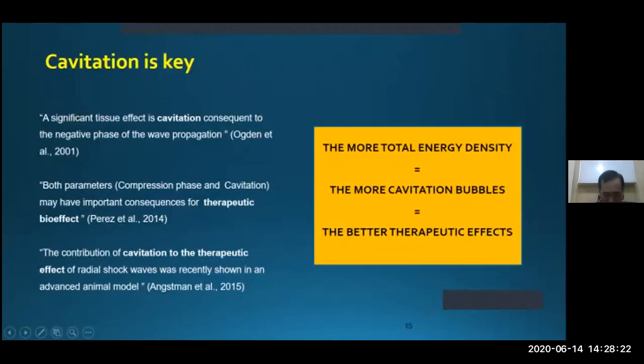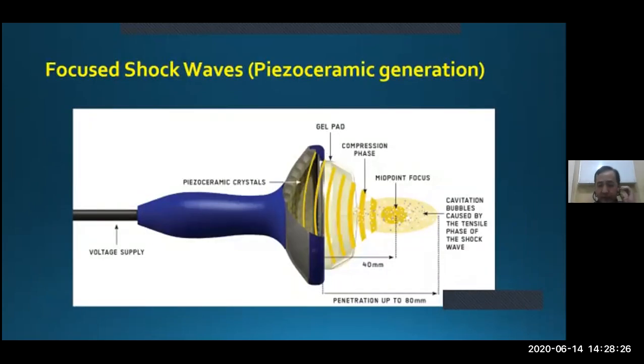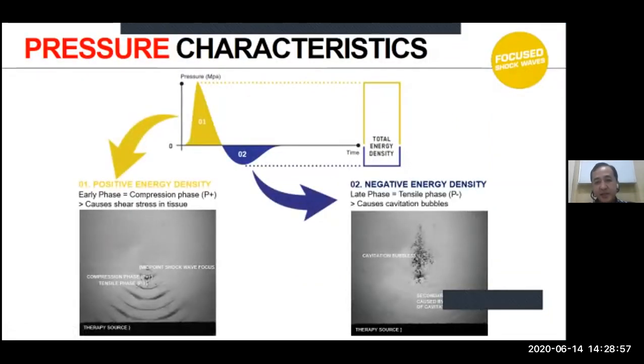And how about the focused shockwave? Actually, it is a bit different from the radial shockwave. We are using a piezoelectric crystal here with voltage, and the voltage will trigger the piezoelectric crystal and produce the shockwave. The shockwave could also produce cavitation bubbles here. The positive and negative energy density are the same as with the radial shockwave. So the focused shockwave also produces positive energy density and negative energy density, with cavitation bubbles occurring in the negative energy density here. And the total of positive and negative is the total energy density.